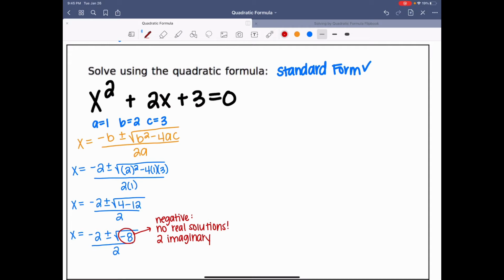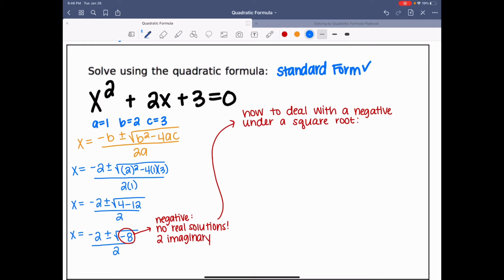Okay, so I'm going to come up here and we're going to talk about what happens when you have a negative underneath the radical. So here's what's going to happen. We are going to continue with the simplifying process. So negative 2 plus or minus. Now at this point, when you have a negative under a radical, we are going to take an i, so you see where we have that negative 8? Anytime you have a negative under a square root, you're going to bring the i, which stands for imaginary, in front of the square root and then make that number positive.